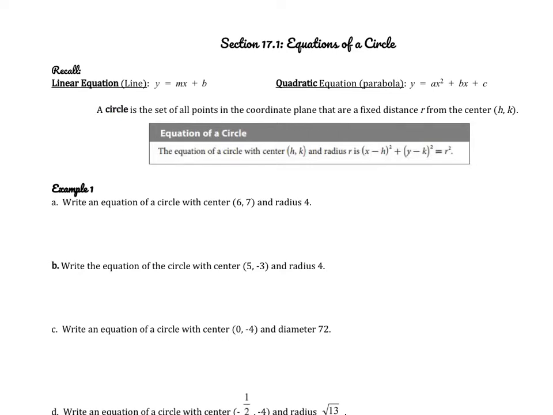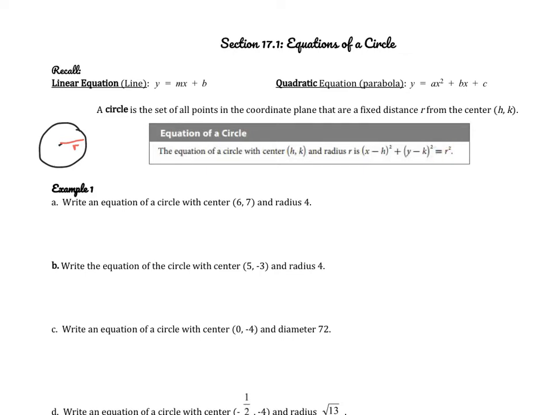So we know that a circle is a set of all points on a coordinate plane that are a fixed distance r from the center. So it's essentially saying if we have a center, all of the points are exactly r units away, which is our radius. So if you traced around this radius, you would get your circle. So the equation of a circle that has a center at (h, k) and a radius of r can be made with this standard form. So it's x minus h squared plus y minus k squared equals your radius squared.